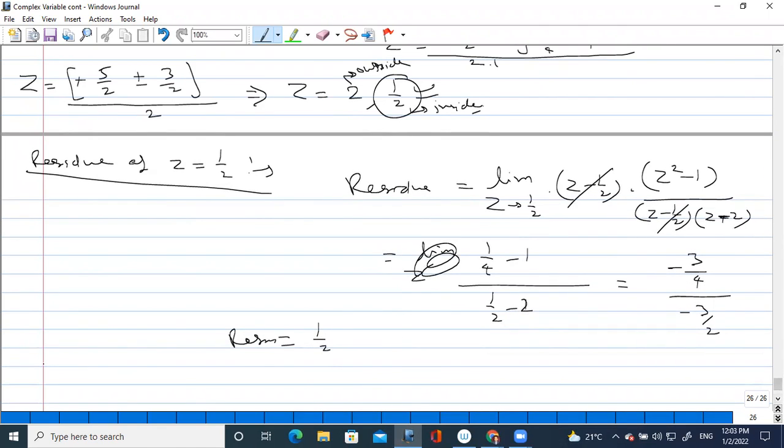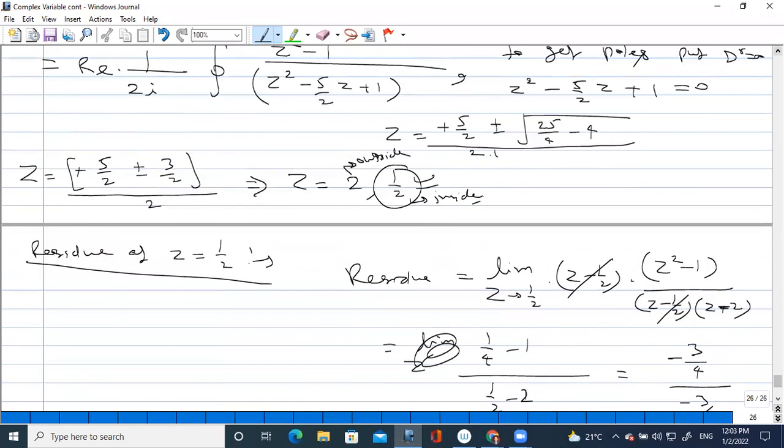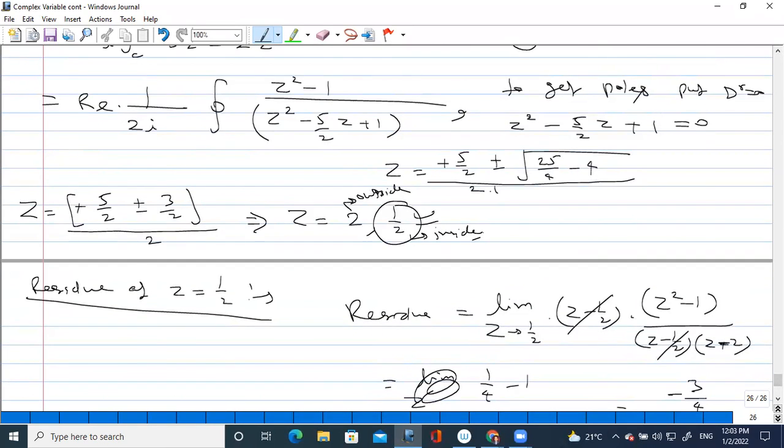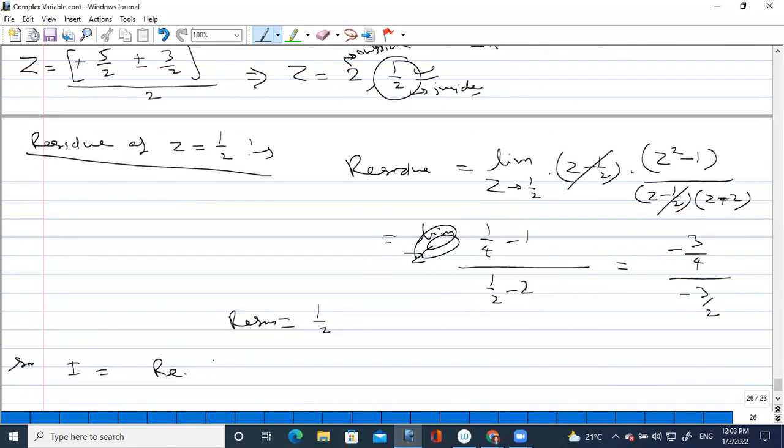So integral is what? Real part of 1 upon 2i into, and what is the integral as per residue? 2 pi i into residue. Residue is 1 by 2. So this 2i and 2i cancel. So real part of pi by 2 is pi by 2 only.